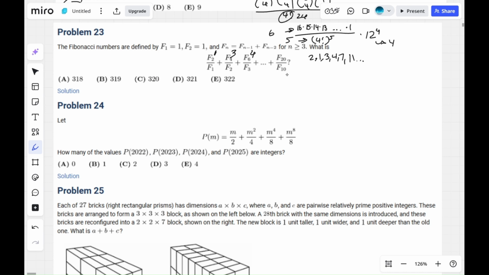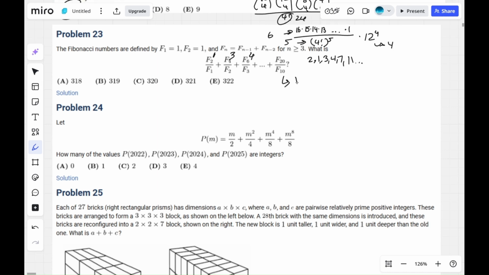So the value of this is the sum of 1 plus 3 plus 4 plus 7 plus 11 plus 18 plus 29 plus 47 plus 76 plus 123. So this is 10 Lucas numbers. So when you add these up, you see that the answer is 319, which is B.